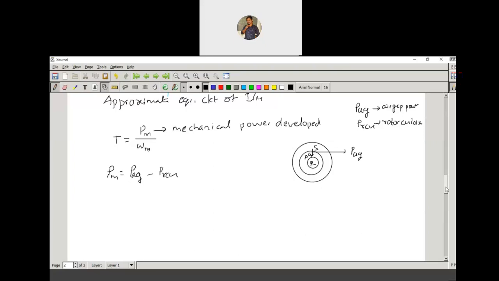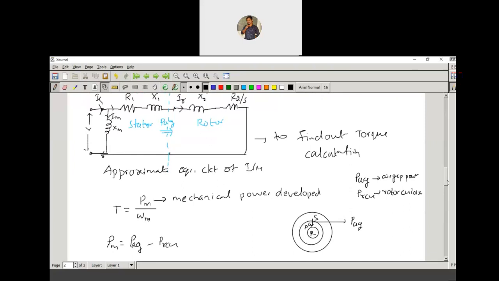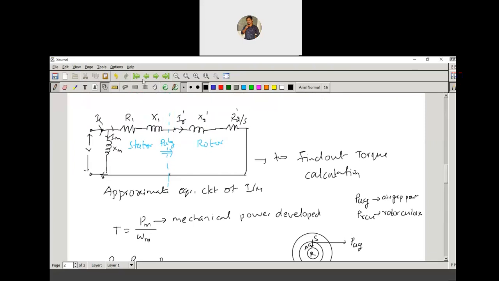So if you observe from this circuit diagram, we can say that this air gap power is the active power. So we can write this power PAG equals the active power formula. It is I square times the resistance, that is called the active power, right?